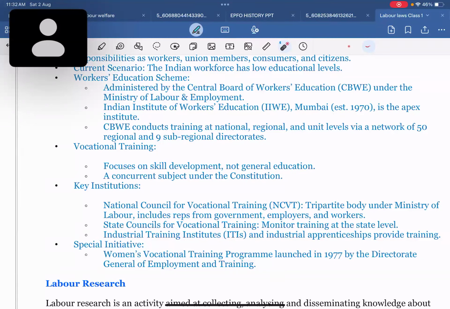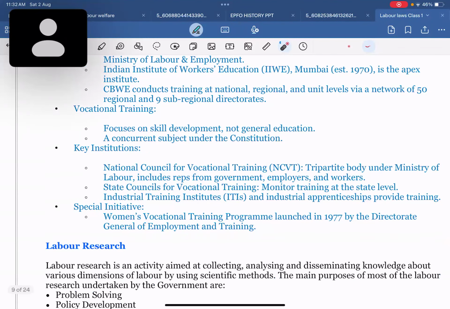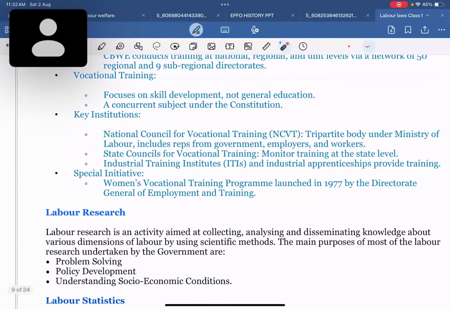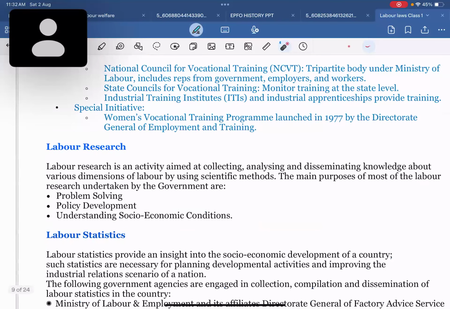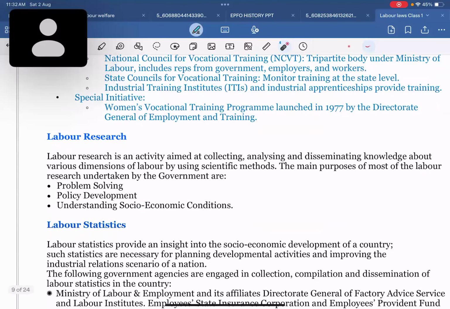Key institution is the NCVT, a tripartite body under the Ministry of Labor, which includes representatives from government, employers and workers. State councils for vocational training monitor training at the state level. ITIs and industrial apprenticeship provide training. Special initiative: the Women's Vocational Training Program, launched in 1977 by the Directorate General of Employment and Training. So these are the important things which you have to learn about.